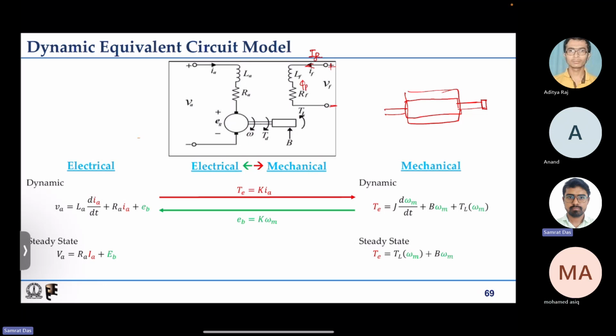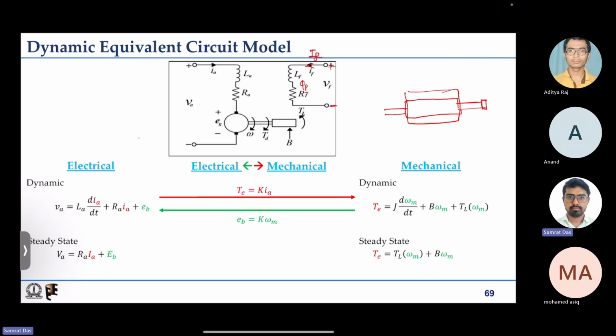So in case of a permanent magnet motor, nothing will change. Only the flux per pole will remain constant throughout. Nothing else changes for the PMDC motor other than that. Parameter estimation will give all the values.